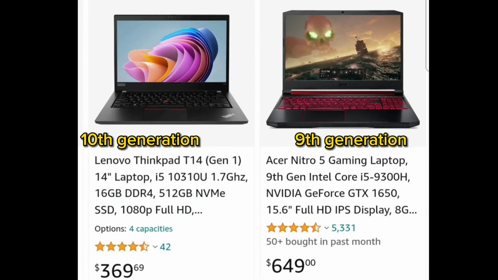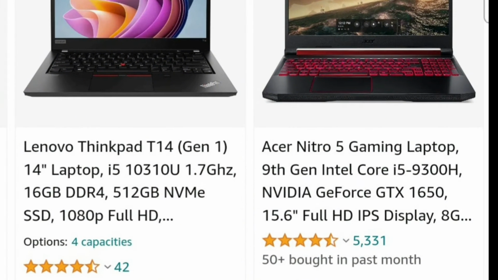This can best be explained by the last letter that is attached to the number. You can see the 10th generation laptop has U at the end of the number, and the 9th has H at the end of the number. So what do these letters mean? As for the letters, you're going to see some laptops with letters like U, P, H, and G.